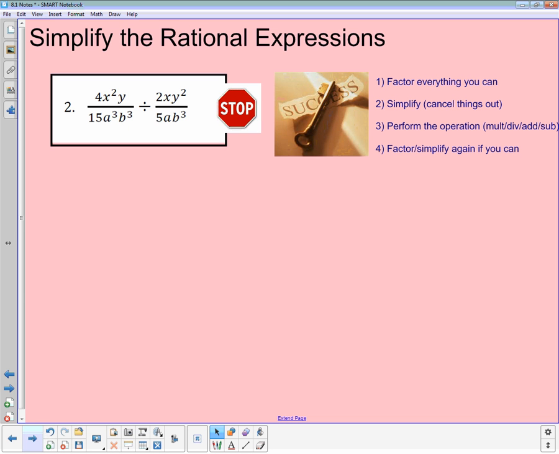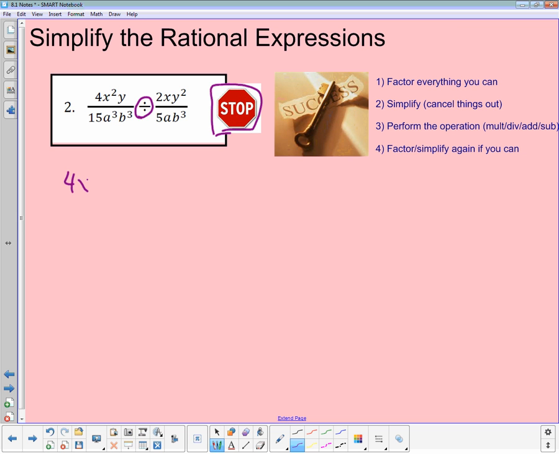In number 2, now we have 4x squared y over 15a to the third b to the third divided by 2xy squared over 5ab to the third. So take a look for a second. Now, there's this big stop sign here to remind you to look at what you're doing. You are dividing. So the first thing that I need to do is I need to flip that second fraction upside down, that second ratio.